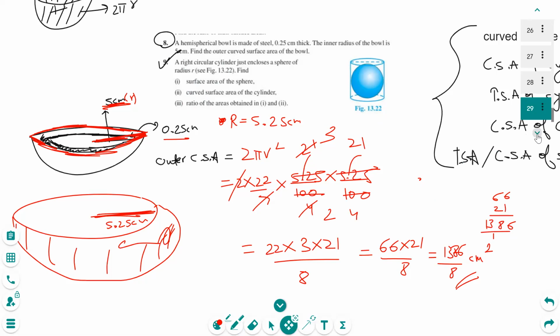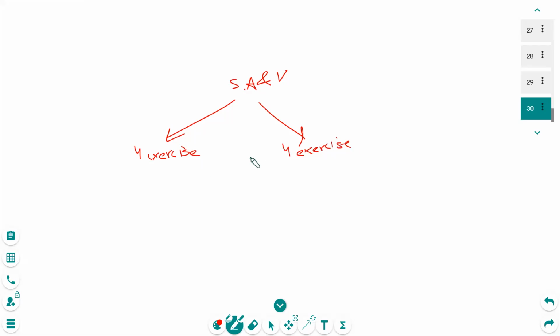Okay, the volume. See, the chapter is divided in something like this. I told you this before. Surface area and volume. The first four exercises are based on what? And the next four exercises are based on what? The first four exercises are based on areas, okay?